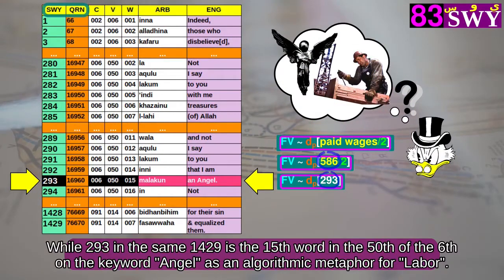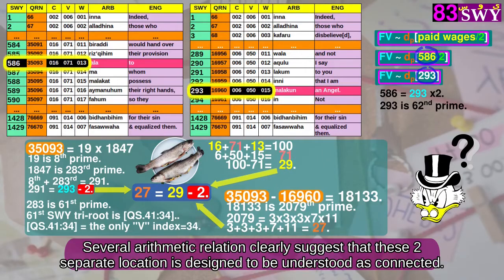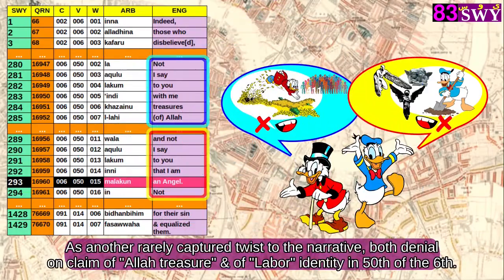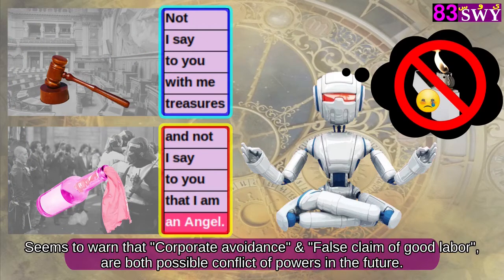While 293 in the same 1429 is the 15th word, in the 50th of the 6th, on the keyword angel, as an algorithmic metaphor for labor. Several arithmetic relations clearly suggest that these two separate locations are designed to be understood as connected. As another rarely captured twist to the narrative, both denial, on claim of Allah's treasure, and of labor identity in 50th of the 6th, seem to warn that corporate avoidance and false claim of good labor are both possible conflicts of powers in the future.